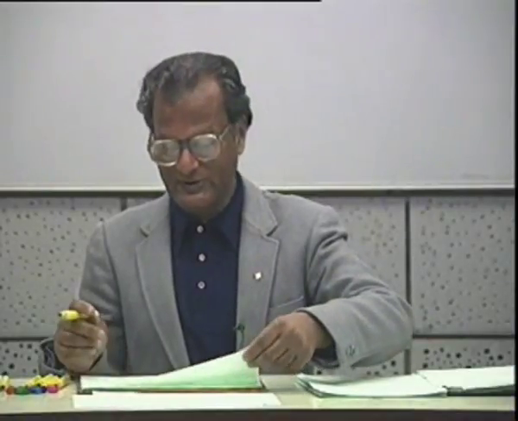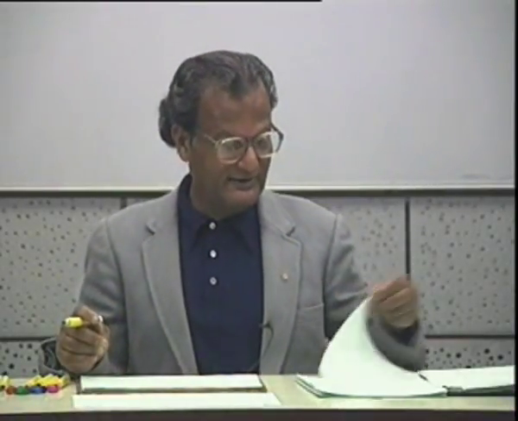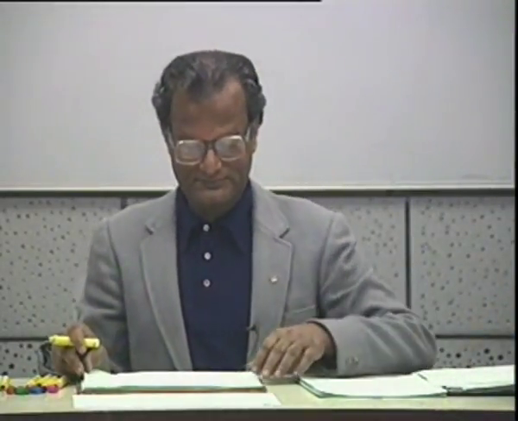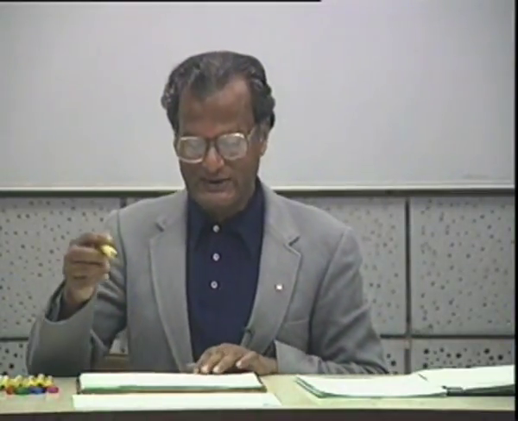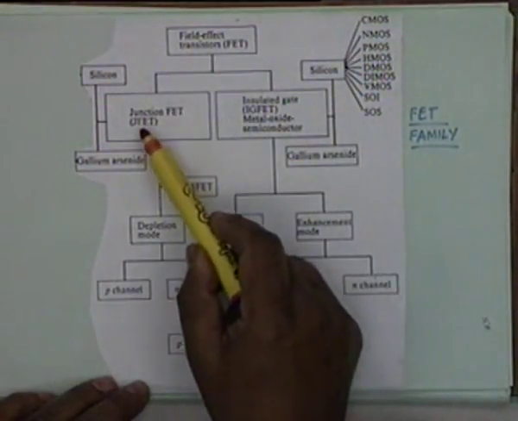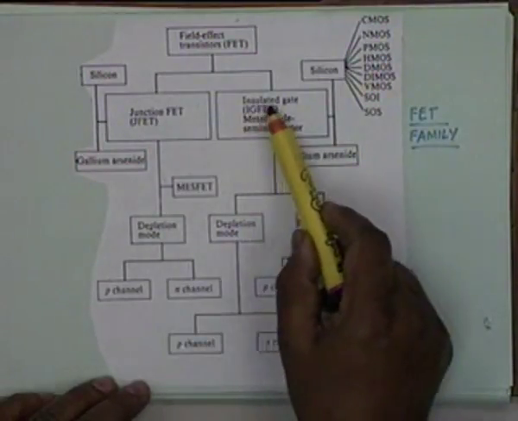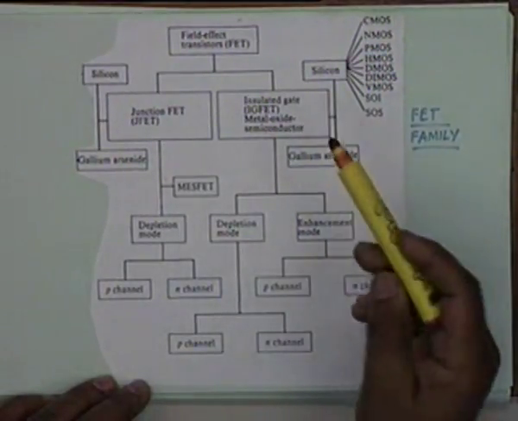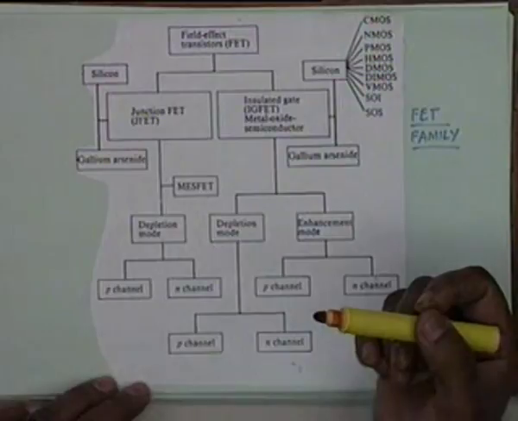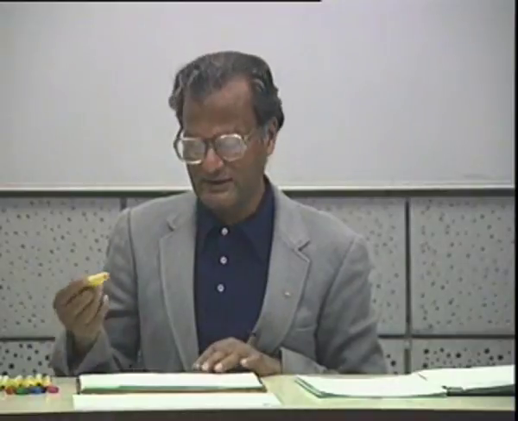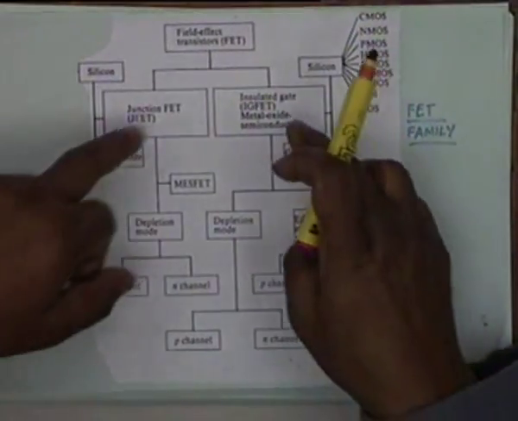Now, with this brief introduction, let's have a look at the family tree of FET. This is available in most of the textbooks, so you don't have to copy this. I have started from field effect transistors. Field effect transistors can be either junction JFET or insulated gate or metal oxide semiconductor. Sometimes we call MOSFET also as IGFET. This was the earlier term, but currently we use MOS. They are identical. Insulated gate FET. Okay, these are the two basic types.